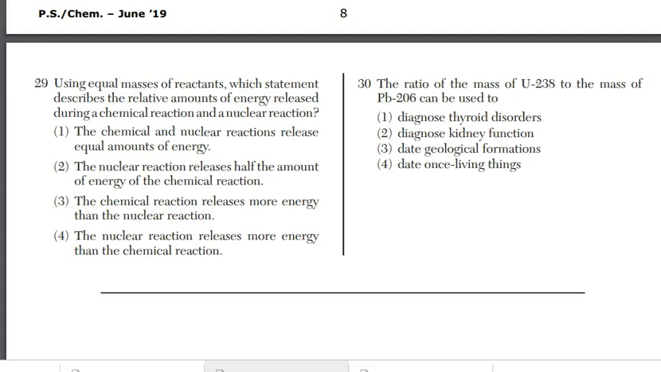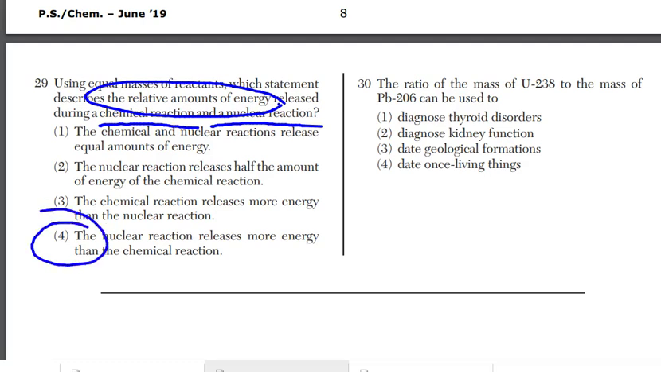Let's check out 29 and 30. Question 29, relative amounts of energy released during a chemical reaction and a nuclear reaction. All right, well, nuclear reactions literally blow chemical reactions away as far as the amount of energy that is released. So much more. It's a fact, Jack. Choice 4. Question 30, ratio of the mass of uranium-238 to the mass of lead-206. This is a fact. You need to memorize this, and this is dating geological formations. There are a couple of radioactive isotopes that you need to know what they're associated with.